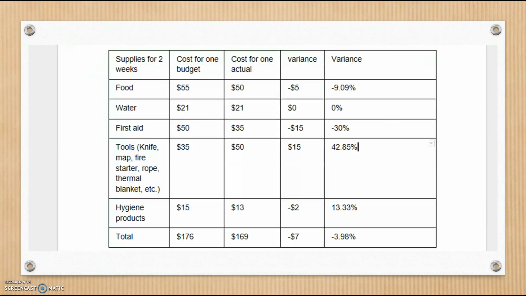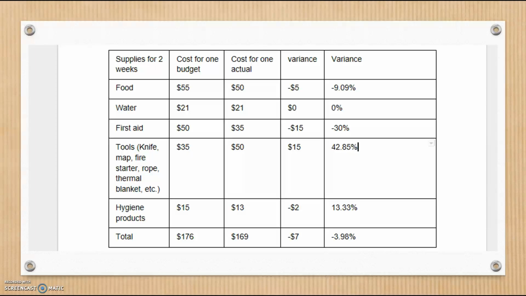Here we have a little cost variance chart. So this is for one particular person. We have listed here supplies for 2 weeks. So we have food listed here. The cost for one would be about $55 to gather all of that together. That's what we estimated the cost to be. And with our research, we narrowed that cost down to about $50. So the variance is a $5 difference, or just about under a 10% difference in the variance there.